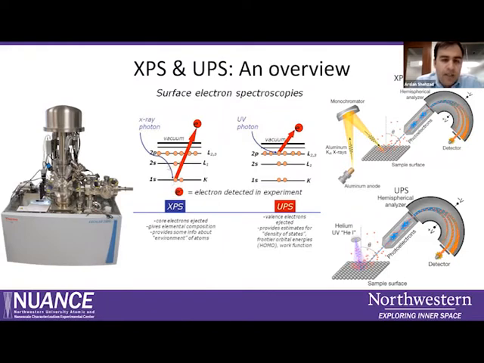But in the case of UV, because it's a low energy perspective, you can just eject some of the electrons from the valence shell, which can be used to understand some of the electronic structure of the material. And the X-rays, or XPS, can be used in the elemental composition analysis of the material. The right-hand side shows a schematic of the working principle of both the XPS and the UPS.